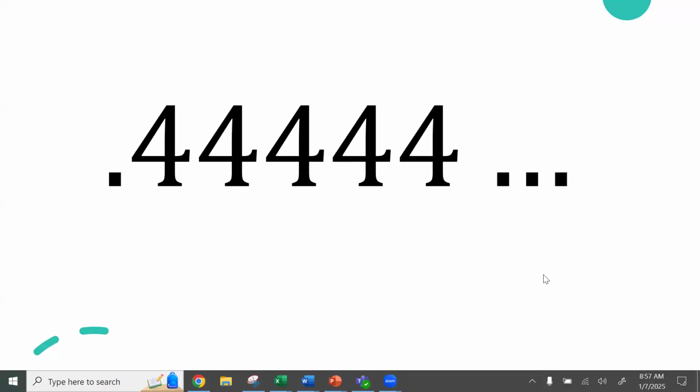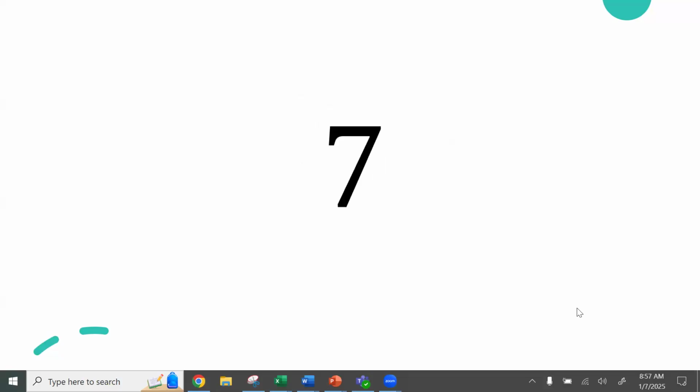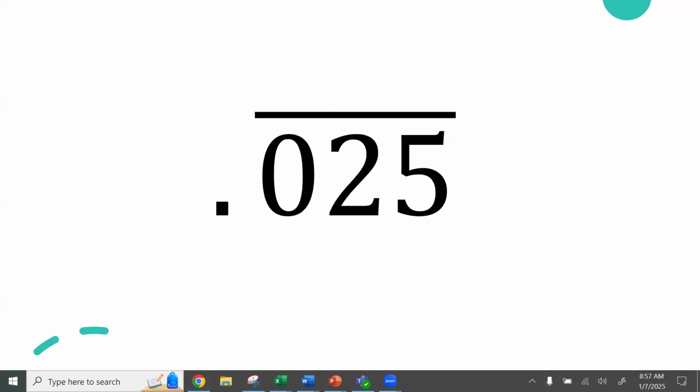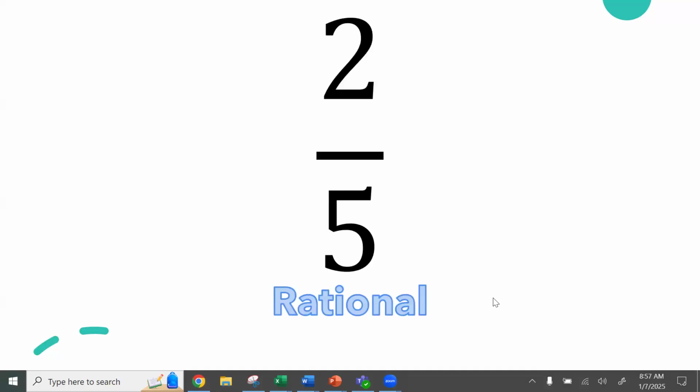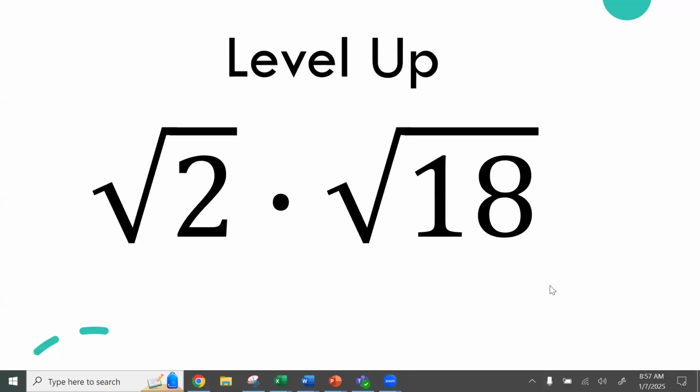0.444. That's a repeating decimal. So that is rational. 0.9864127. There's no pattern. It's dot, dot, dot. So that is irrational. 7, rational. Repeating decimal, rational. Oops, sorry. 2/5 was rational. Okay. This is actually what you'll see on your test. So use your calculator first.